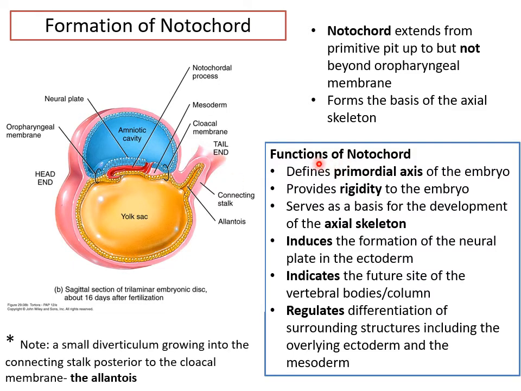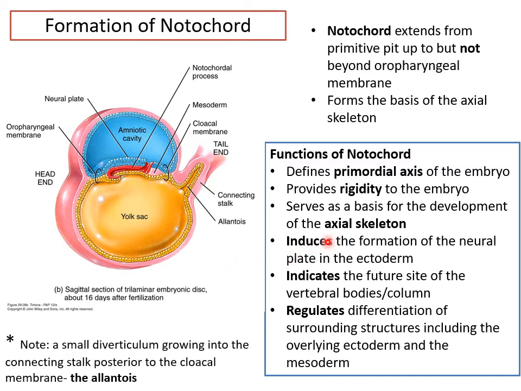So what is the function of the notochord? It has many functions. Firstly, it develops in the midline. It defines the primordial axis of the embryo, just like the primitive streak is in the midline. But now it's a solid cord. It provides rigidity to the embryo. It serves as a basis for the development of the axial skeleton. The vertebrae will grow around this. So first the notochord must develop. Imagine this cord like that, and then the vertebral bodies will surround it and will grow.